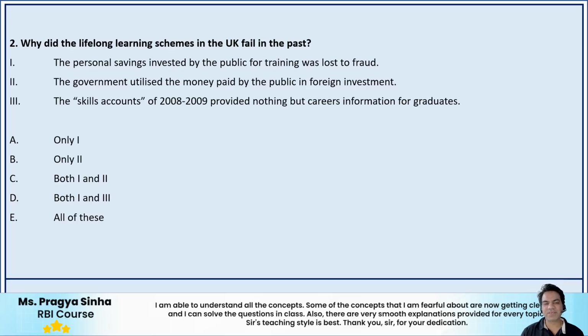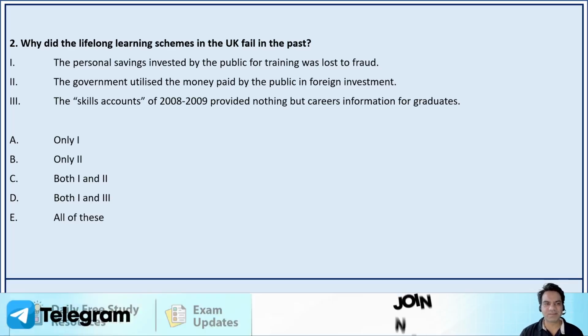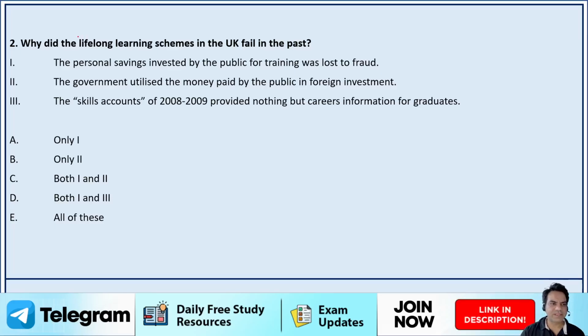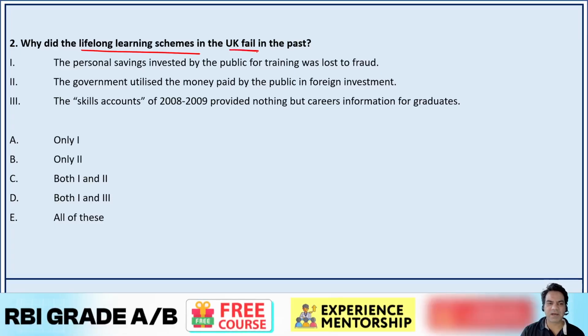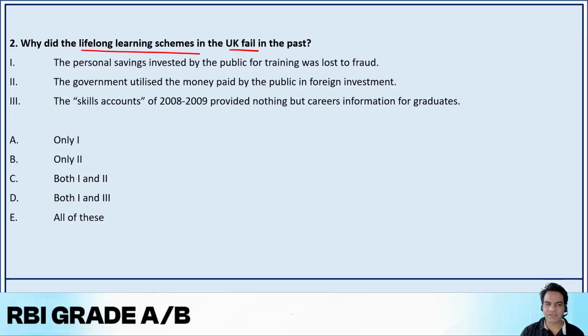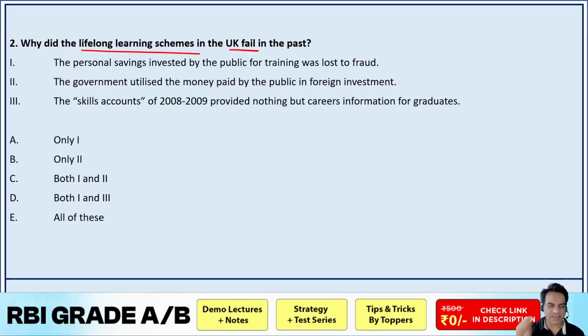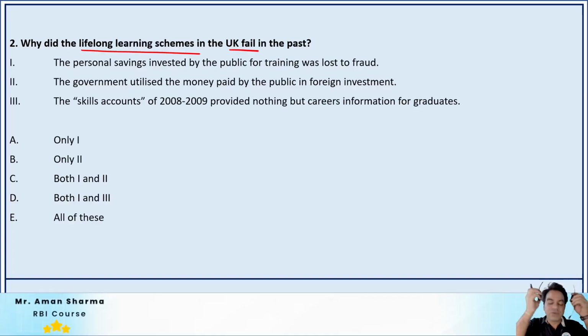Error detection on the basis of one sentence given in the passage. Okay. Second is, why did the lifelong learning schemes in the UK fail in the past? So we have to find the reason or reasons why lifelong learning schemes failed in the UK. So I think the passage is going to be about some lifelong learning schemes in the United Kingdom.